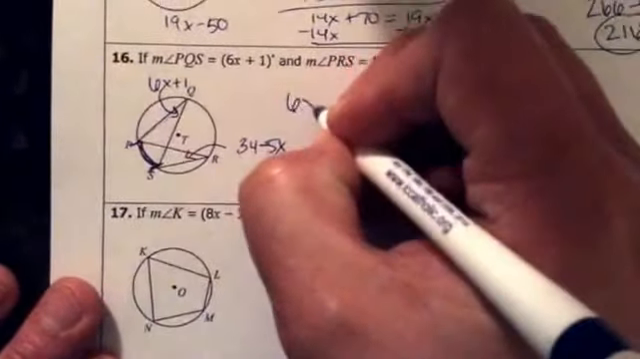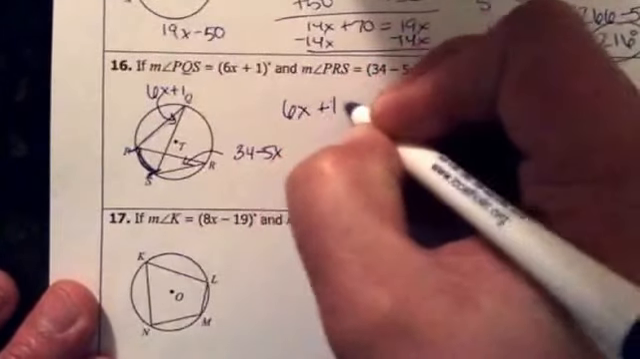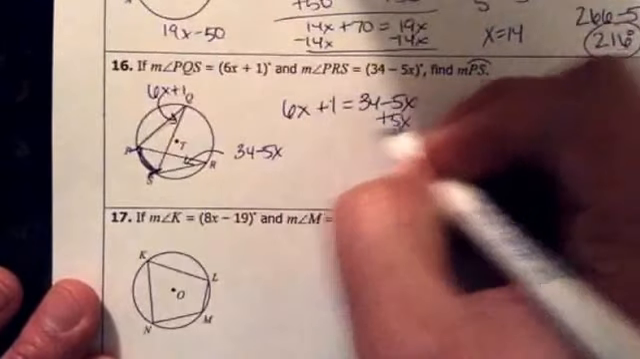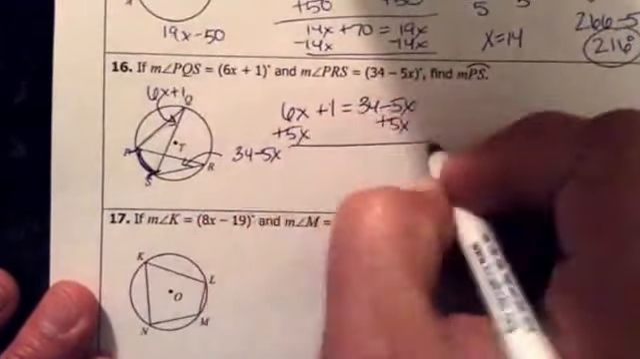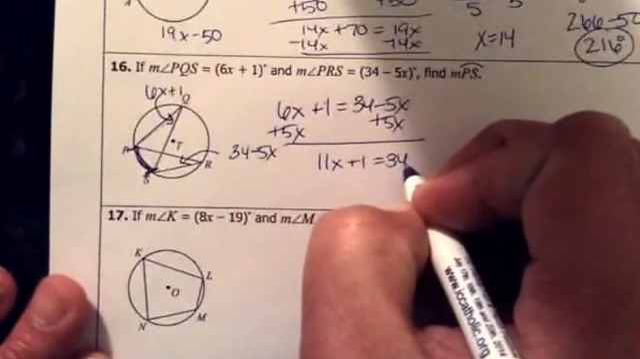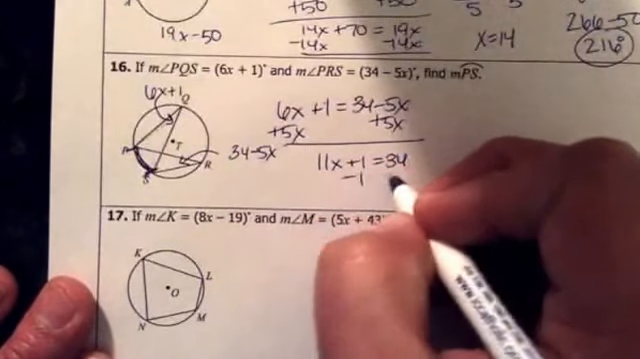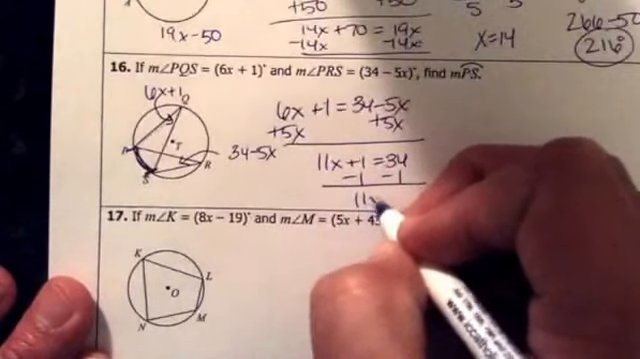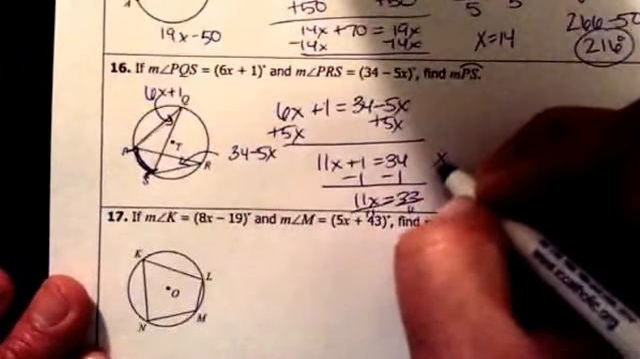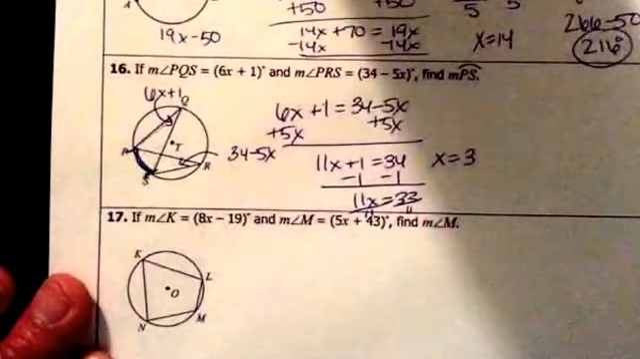So the first thing I'm going to do is set up 6x plus 1 equals 34 minus 5x. I'm going to add 5x to both sides. I have 11x plus 1 equals 34. I'm going to subtract 1 from both sides. I have 11x equals 33. If I divide both sides by 11, I have x equals 3.